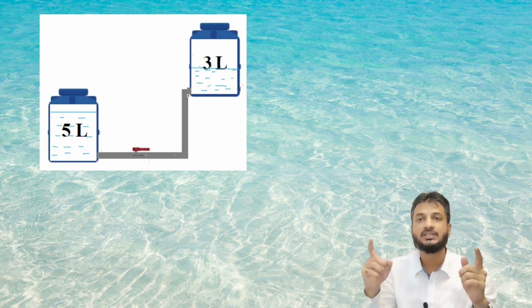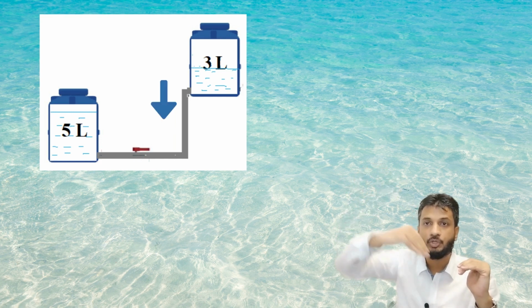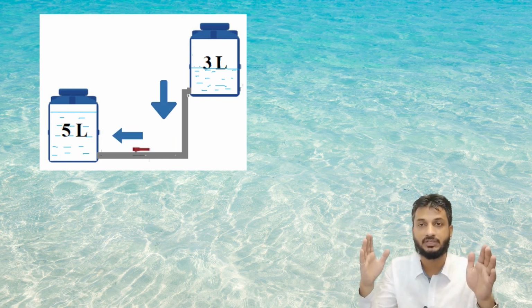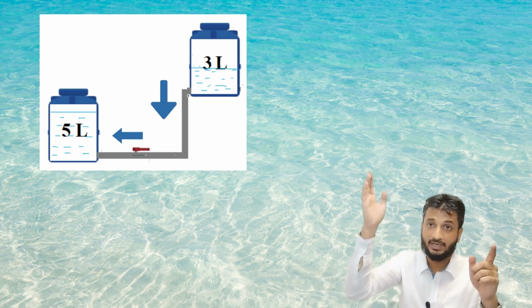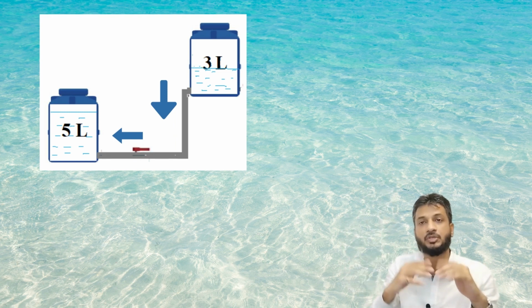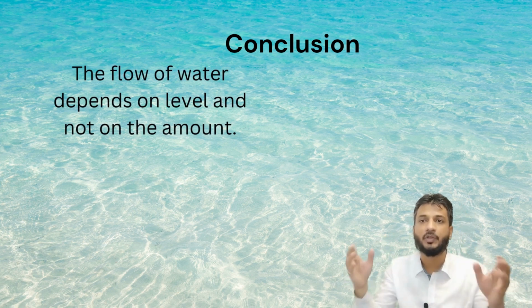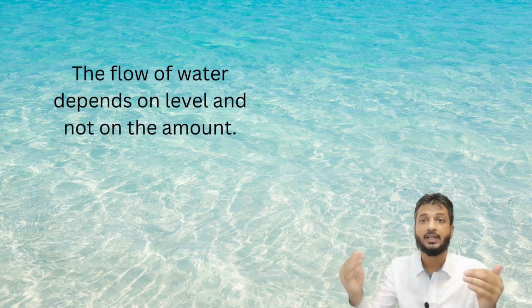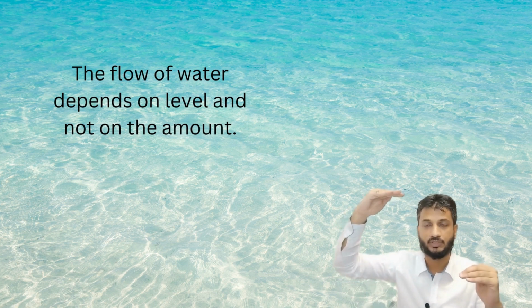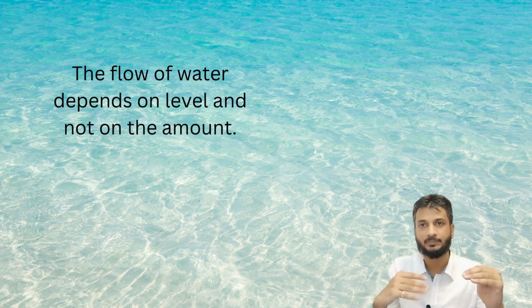Alright guys, so the answer is the water will flow now, and in this case the water will flow from the tank at a height with 3 liters of water down to the tank with 5 liters. Yes, that's correct. The tank at the height has less water, still water will flow from height to down. So what can we conclude from this, guys? We can conclude that the flow of water does not depend on the amount in the tanks. It depends on the level of water. Wherever the level is high, the water will flow from there to the lower level.